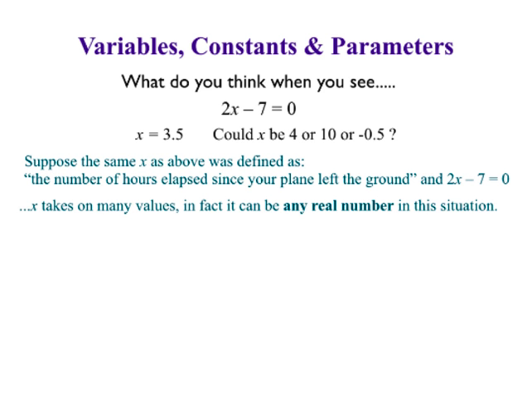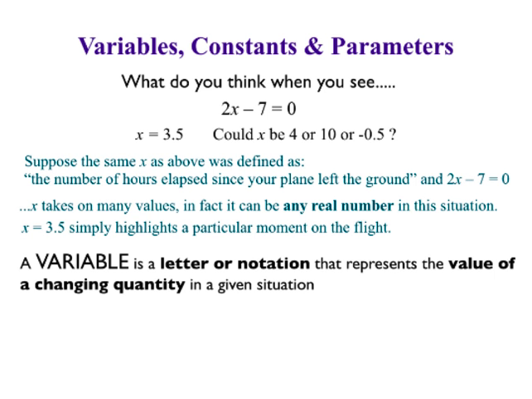So in this situation, x could be any real number. Okay, so x equals 3.5 simply highlights a particular moment on the flight. So what we mean by a variable is a letter notation that represents the value of a changing quantity.